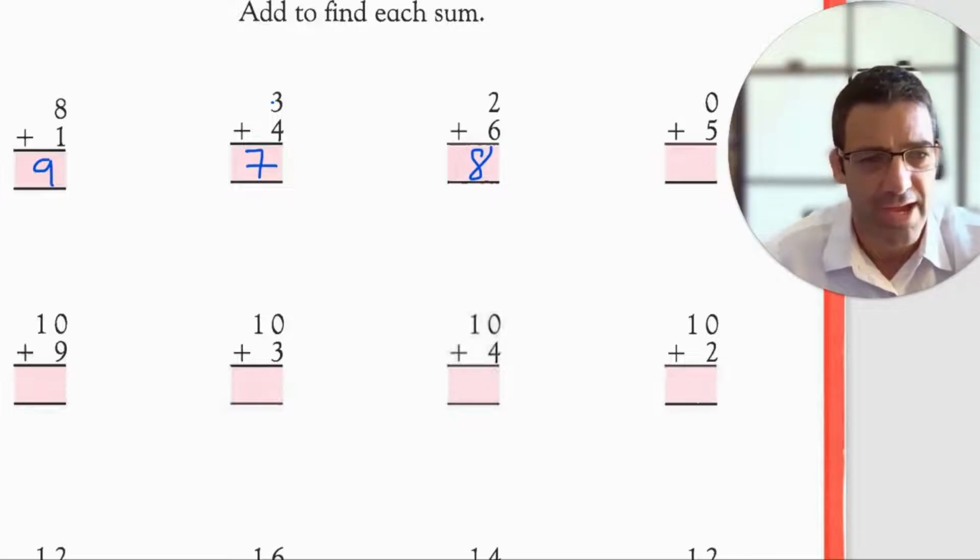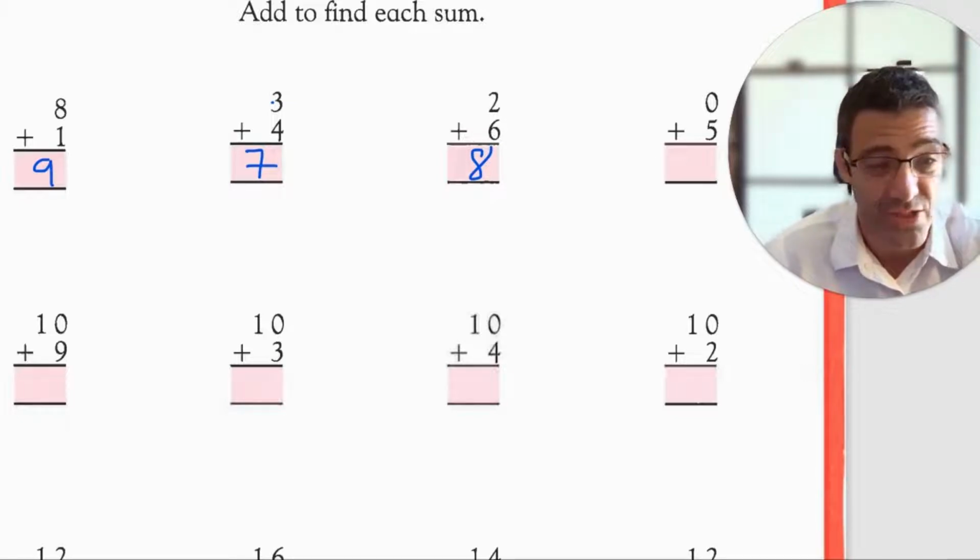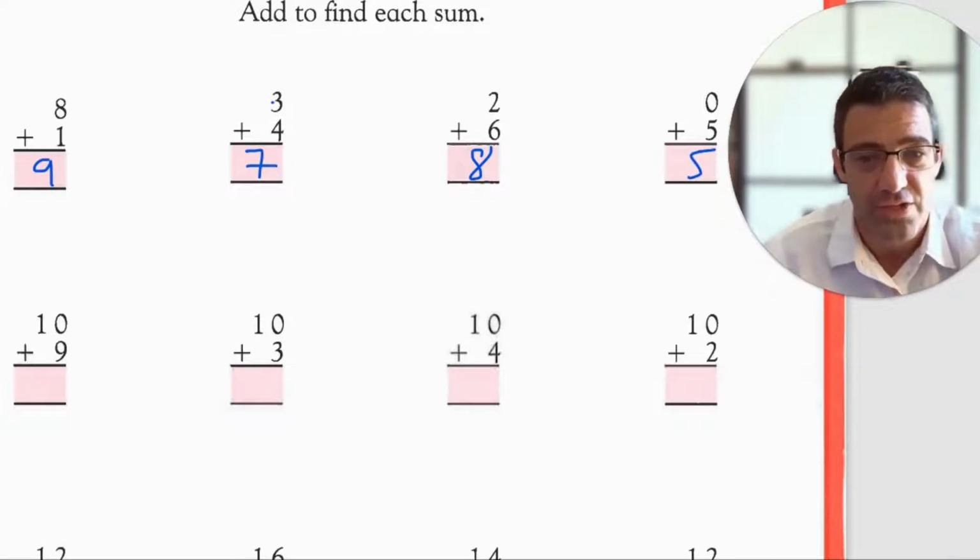0 plus 5. Okay, 0 plus 5. I start from 5. That's actually super easy because if I've got 5 and I'm adding nothing to it, well, I still have 5. So I'm just going to say 5 plus 0 is 5. So always take the big number first. So 5 plus nothing is just 5.